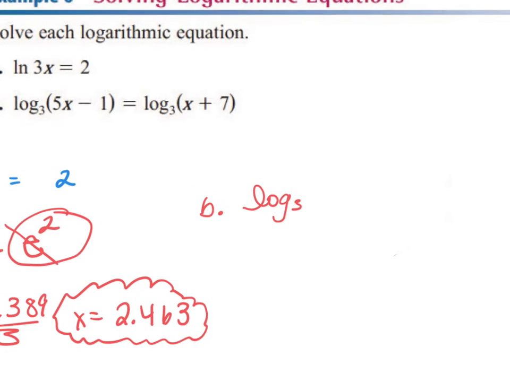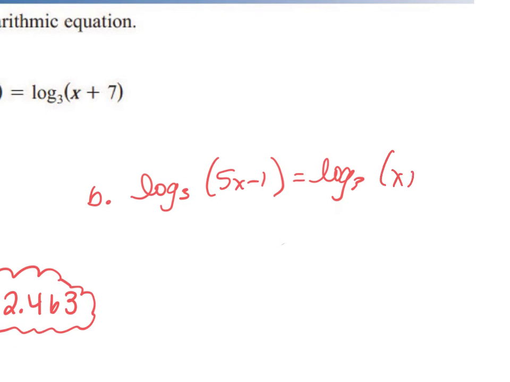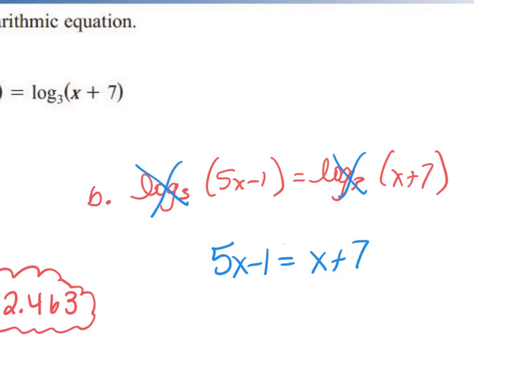Oops. All right. So in B, I have log 3 of 5x minus 1 equals log 3 of x plus 7. Now, we learned something in the first day that we did this with properties of logs. What do you notice about the logs on either side? That they're the same. They are the same. I have one log 3 on the left, one log 3 on the right, so I can cancel them out. And I say 5x minus 1 equals x plus 7.